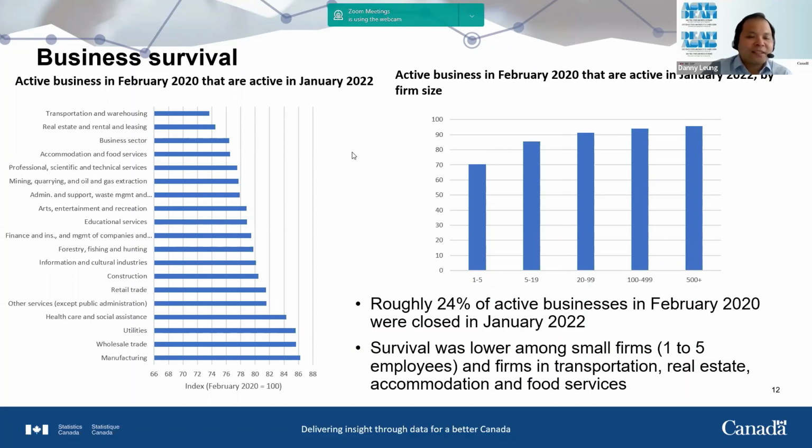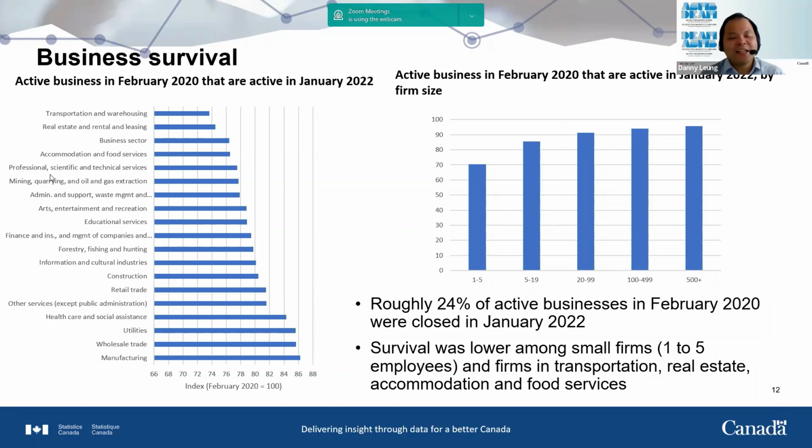And so this is different because it just follows the February 2020 cohort up to the current period to see whether they're active in January 2022. And so you can translate this into a survival rate, let's say, right? What this says is for the business sector, about 24% of the active businesses in February 2020 were closed in January 2022. They either didn't exist or they were temporarily closed again, right? That's quite a bit of churn, right?